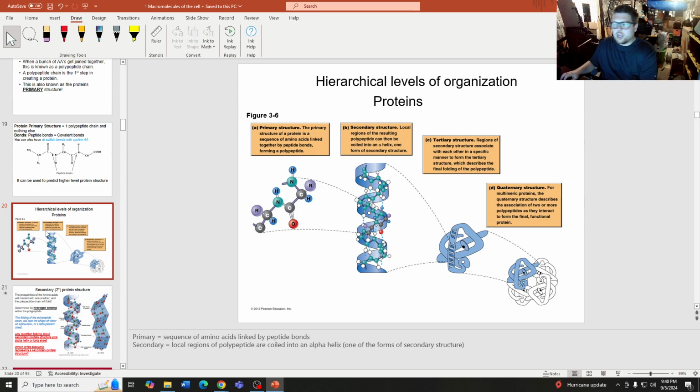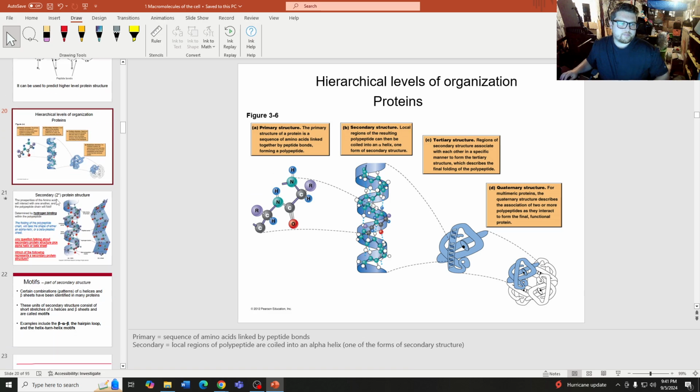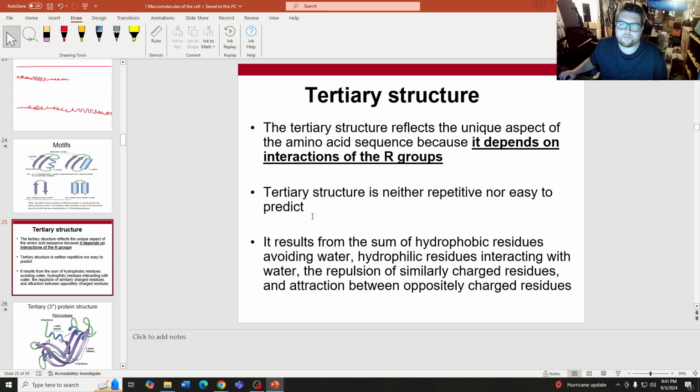I'm going a little bit slow on this, but that's because a lot of test questions tend to come from this. And we see it again in biochemistry, so I want to make sure that you really understand this now. So primary structure, we have our chain. Secondary structure, that chain interacts with itself, and you get alpha helices or beta pleated sheets, or you get those motifs. And then once that's all been folded, those alpha helices, the beta pleated sheets, all of those interact with one another and continue to fold. And that is our tertiary structure.